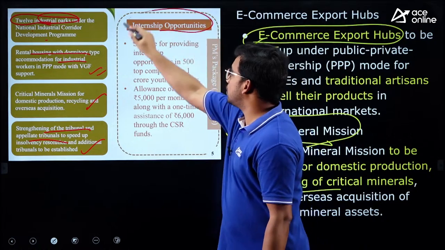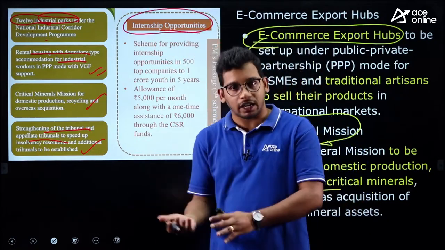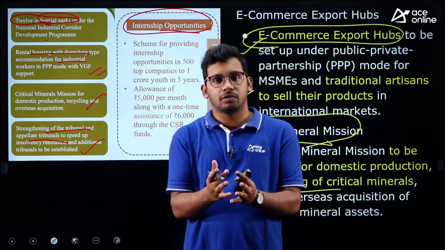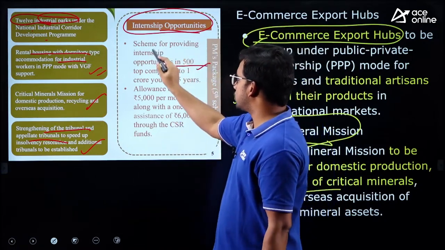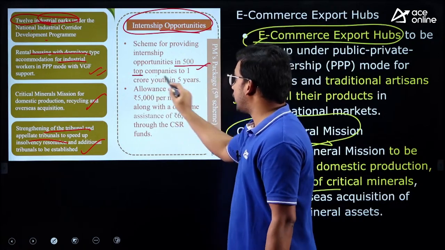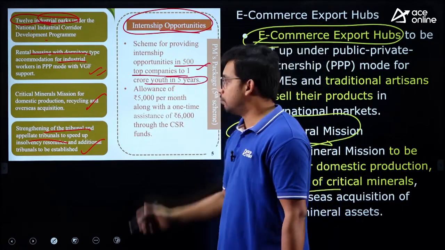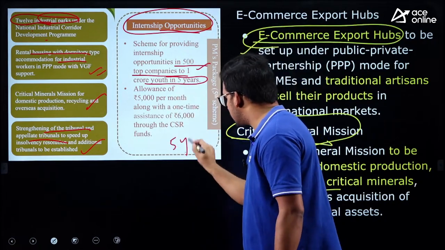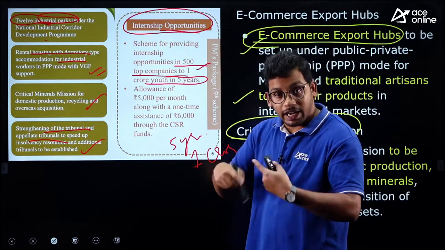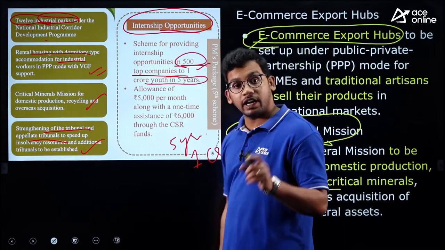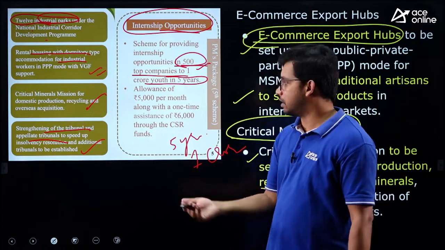Then the government is also going to promote internships. For example, you want to do an internship before going into the actual job, so you know the skills and how it works. For that purpose also, the government is going to provide a scheme in the top 500 companies to 1 crore youth in 5 years. So in the next 5 years they are going to support 1 crore youth to take internships in the top 500 companies. So you will generate skills also, right, and it will be helpful for the industry.